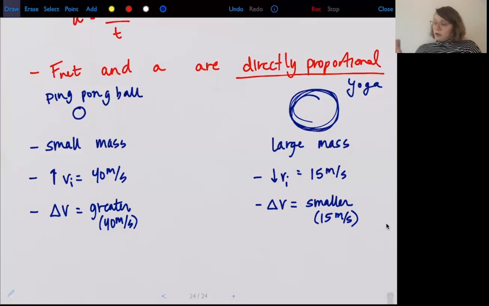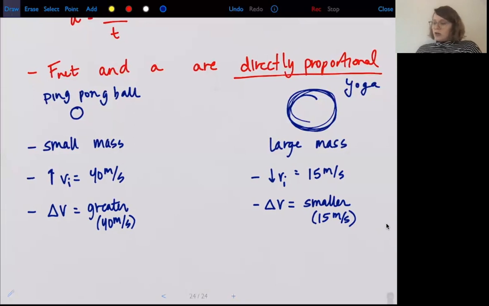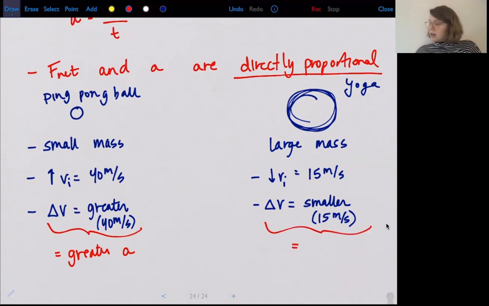All right, so which one of these then has the greater acceleration? If we're not looking at time at all, which one has the greater acceleration? The small mass, the small ping pong ball, has the greater delta V. That means it also has a greater acceleration. The yoga ball has a small change in velocity, therefore it has a small acceleration.